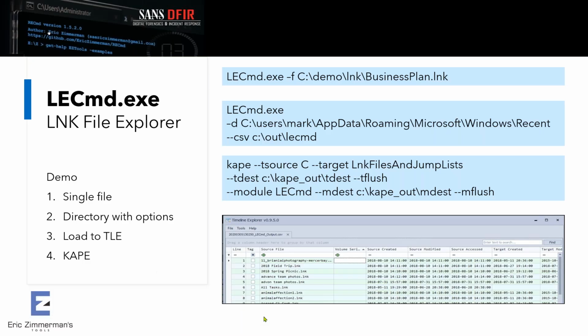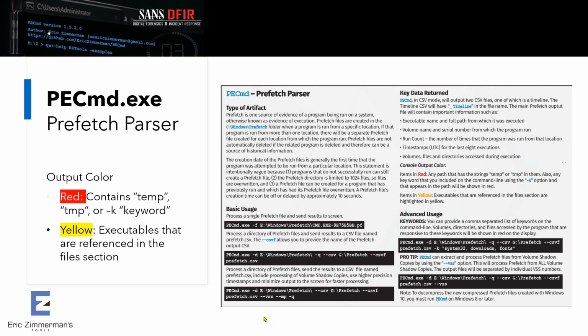All right. So Prefetch Parser. Prefetch files are one of the major artifacts of proof of execution, program execution. So that's what is in the artifact. It will give us things like the number of times it was run, the timestamps for the last 8 times it was run, and in particular, it also gives us folders, directories, and files that were accessed during program execution.